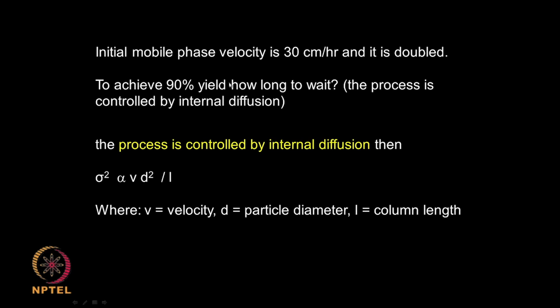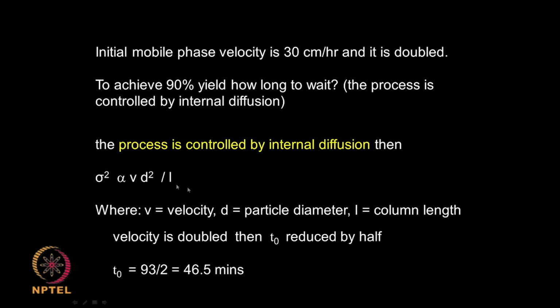Okay. So, the velocity is doubled. So, your sigma square is going to change by the square root of that doubled term. So, obviously, the sigma is getting bigger. Obviously, your dispersion is bigger. So, velocity is doubled, then T naught is reduced by half, that is T naught is equal to 93 by 2, 46.5.